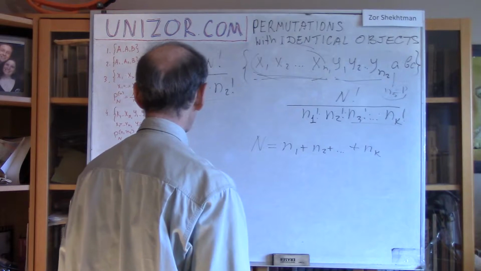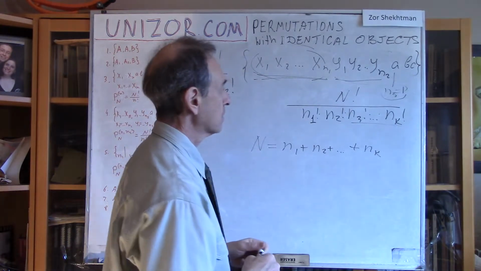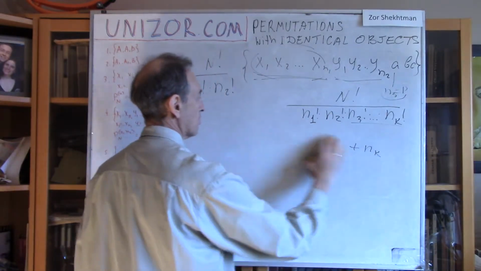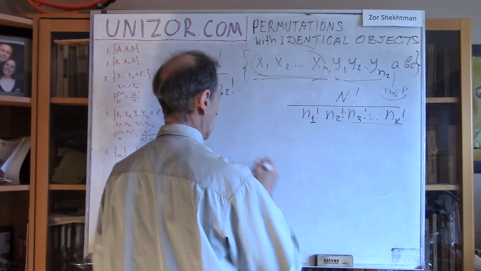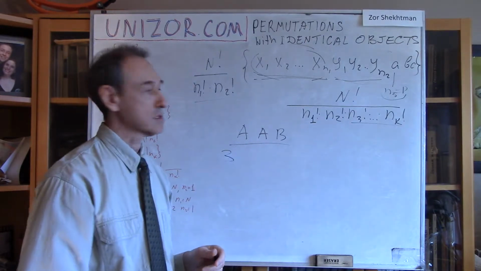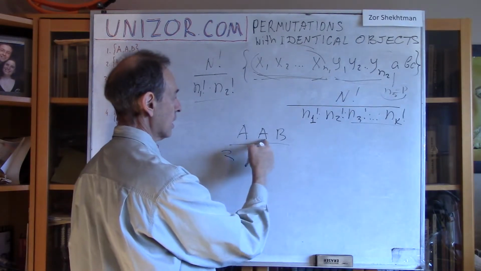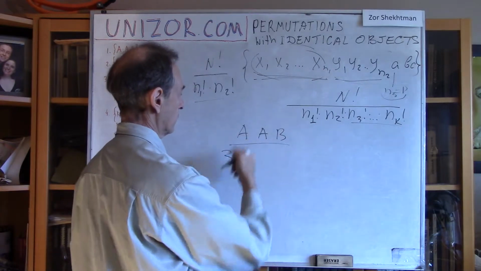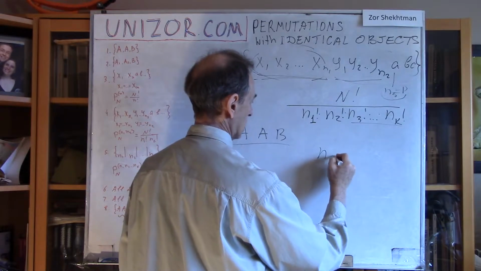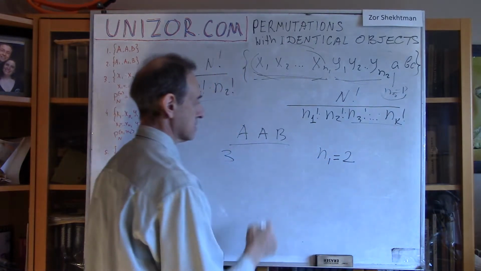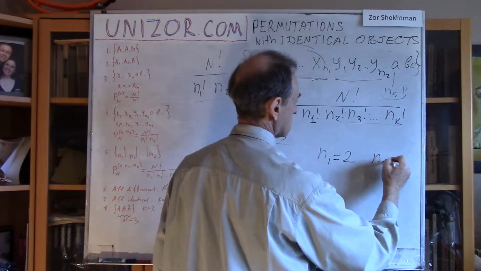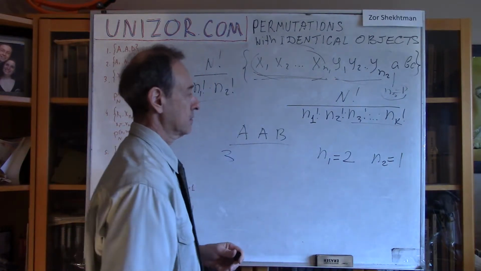Well, let's check whether this particular formula is valid for our first case. You remember we had A, A, and B, right? And we had only 3 real permutations. Now, in this case, I have only one group of repeating elements, and n1 is equal to 2. This is the number of elements in the first group. And the second group, I can specify as having only one element, right?